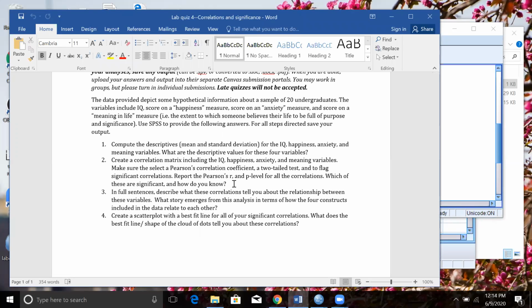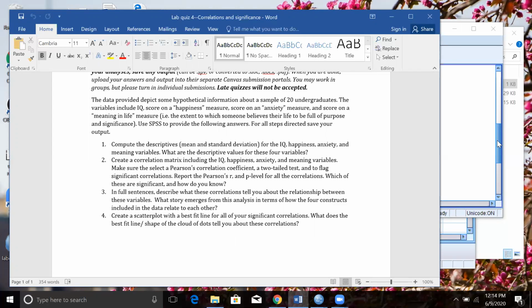Right, so then this question, in full sentences, describe what these correlations tell you about the relationship between these variables, what story emerges from this analysis in terms of how the four constructs included in this data relate to each other. So this is much more of a conceptual question. This is when you get to the point where you want to describe what your analysis tells us. And this is a skill I always recommend practicing. Not just reporting numbers, but verbalizing the story that the numbers tell you.